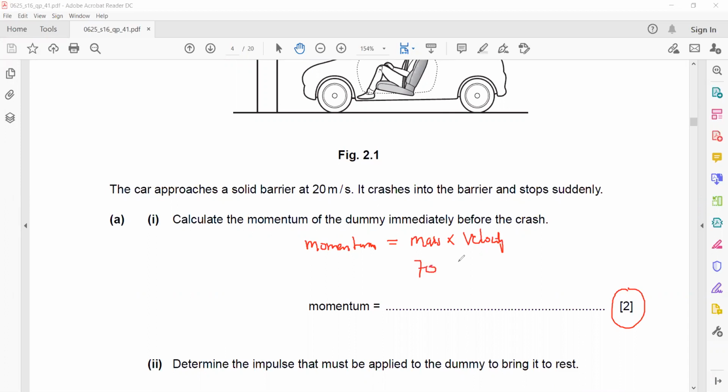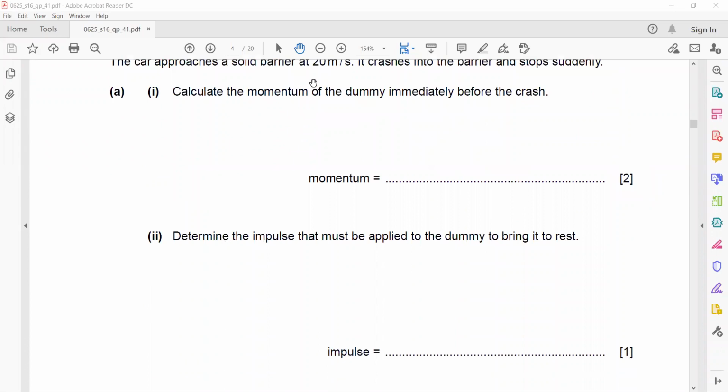So if you want to calculate the impulse, this was the initial momentum, and the formula to calculate the impulse is change in momentum, or we can say final momentum minus initial momentum. The final momentum is 0. Why is the final 0? Because the dummy stops. So final is 0. The initial momentum, it was moving with 1400. So 0 minus 1400. When you get the answer for impulse, or the change in momentum, it is minus 1400 Newton second.